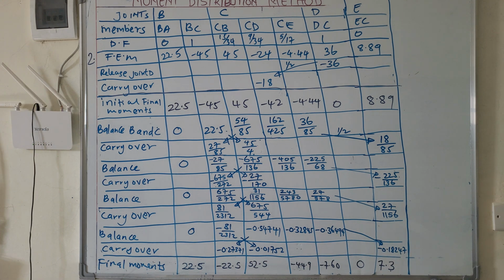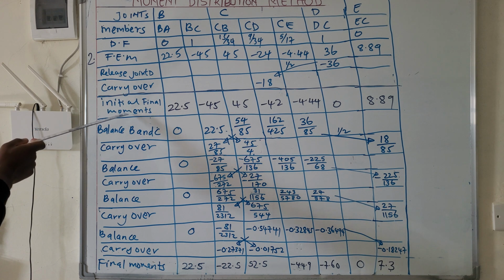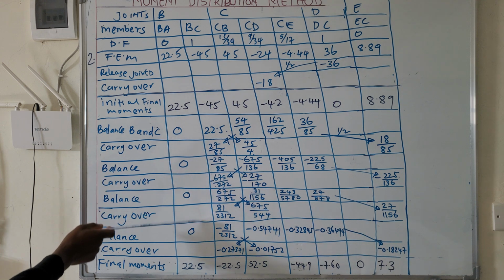After doing so, after reaching a value of carryover which is so small, for example, like 0.273 or 0.00, you can now stop there and do the final moments or calculate the final moments. So the final moment is the sum of these moments from initial fixed-end moment up to your last carryover.